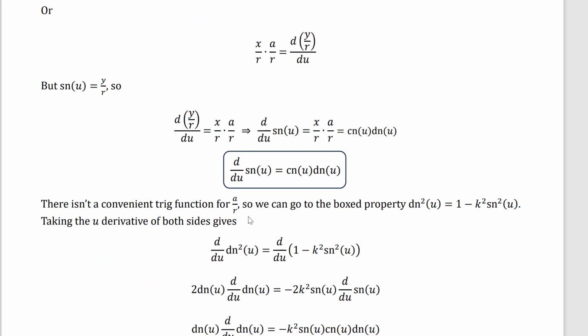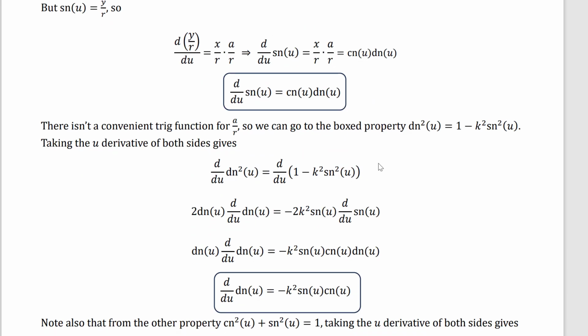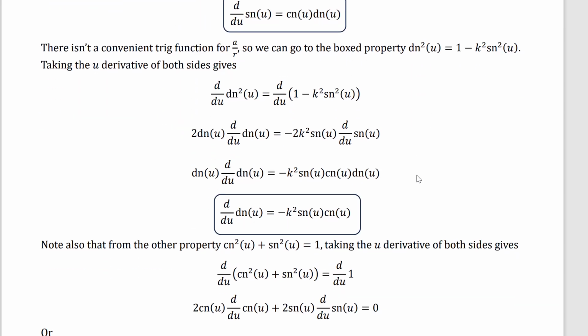And then there isn't a convenient trig function for a over r, so you can go to a boxed property, namely this one, dn squared, and take the differential. Actually, just take the derivative with respect to u of both sides of this identity, and you pretty easily get the derivative of dn is negative k squared sn cn. So once you have the two properties and the derivative of any of the three Jacobi elliptic functions, you get the other two.